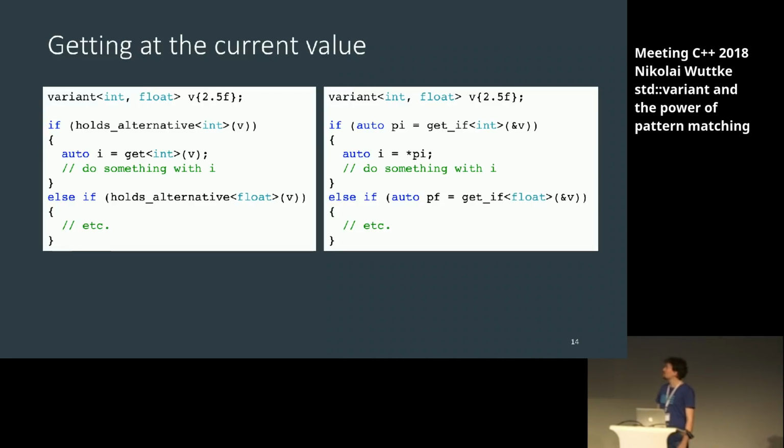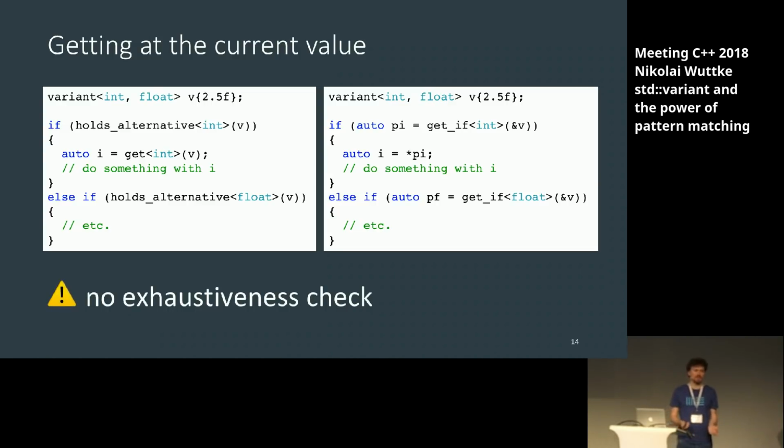And if you have a simple case where you maybe have 2, 3 types in your variant, it works pretty well. But there are 2 problems with it. On one hand, it's cumbersome to write these long if-else-if chains of all these cases. And also, it doesn't tell you if you forgot one of the cases. It's called an exhaustiveness check.